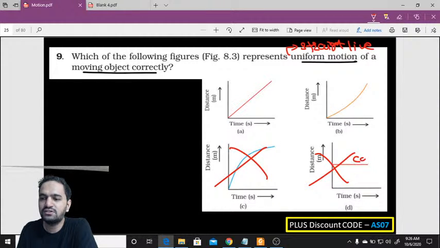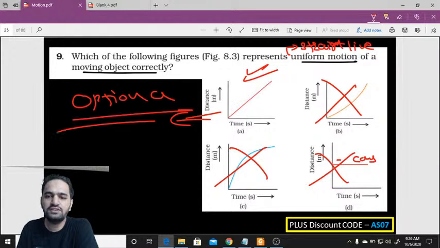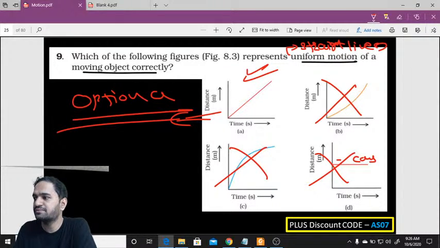The value is constant. The object is not moving at all. This cannot be the graph. So the answer is this, a straight line. So option A. Very simple. We don't even need to discuss option A, because uniform motion is nothing but can be represented with the help of a straight line. Now, can we move ahead? It's a very simple one.